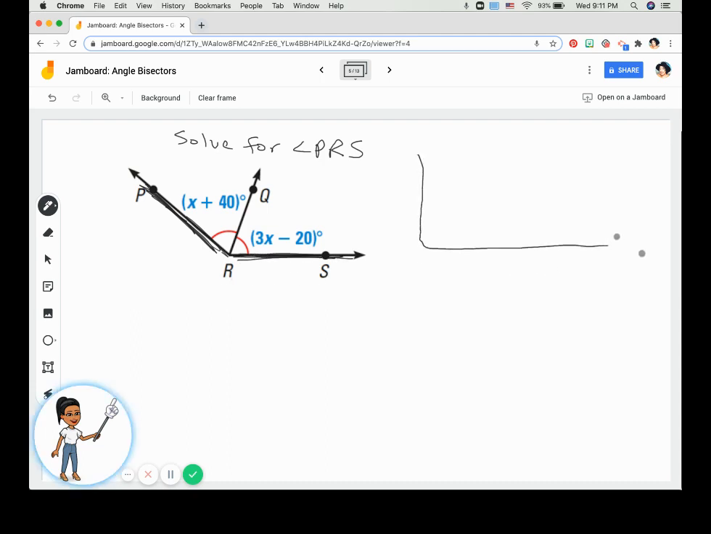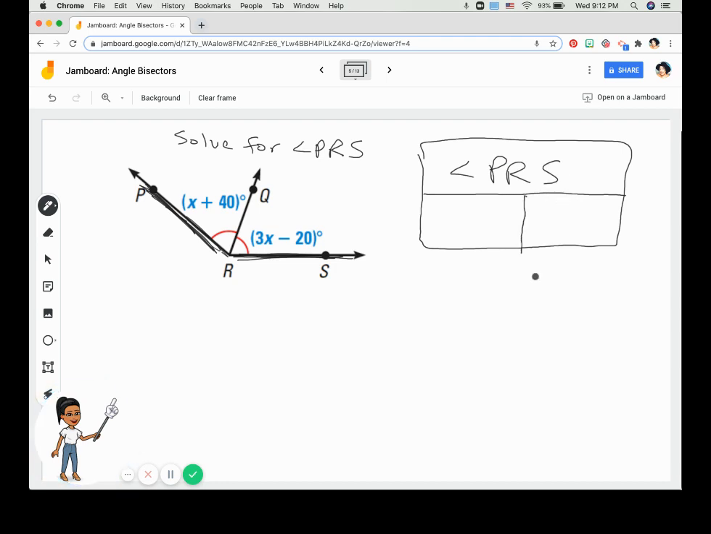So I'm going to do my box, right? I have the whole thing is angle PRS. And I'm just going to say that this part is x plus 40, and this part is 3x minus 20. Well, what do I know about these two parts? Remember, they are equal. They're always going to be equal. So now I'm just going to solve. X plus 40 is equal to 3x minus 20.